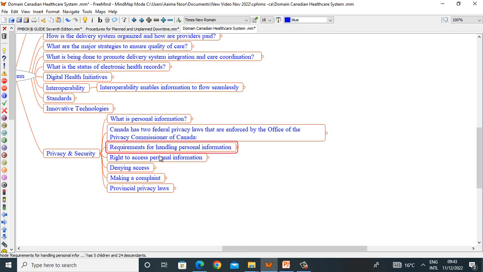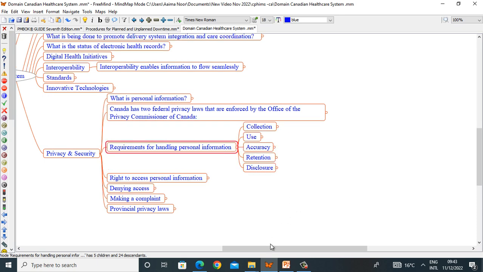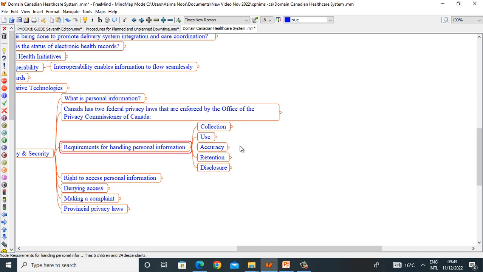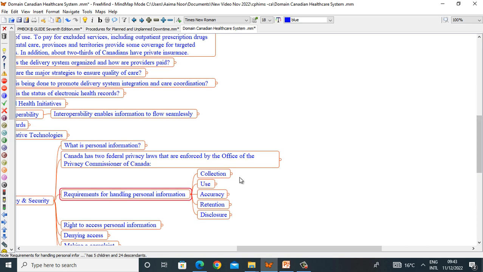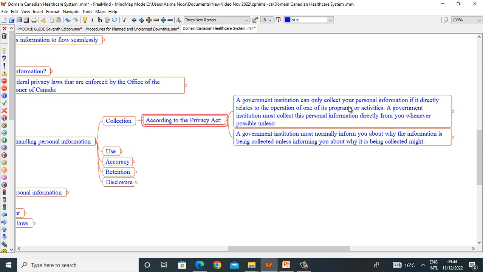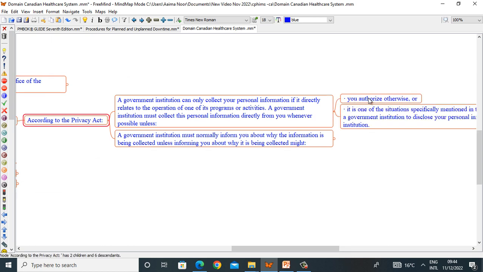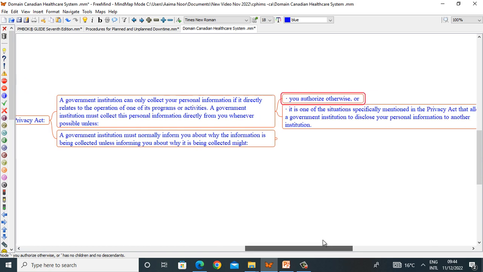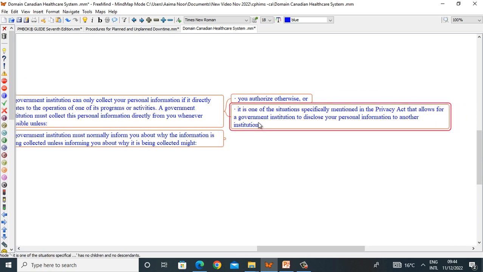Now we will explore requirements for handling personal information. Under this we are going to learn about collection, use, accuracy, retention and disclosure. So let us start with collection. According to the Privacy Act, a government institution can only collect your personal information if it directly relates to the operation of one of its programs or activities. A government institution must collect this personal information directly from you whenever possible, unless you authorize otherwise, or it is one of the situations specifically mentioned in the Privacy Act that allows for a government institution to disclose your personal information to another institution.